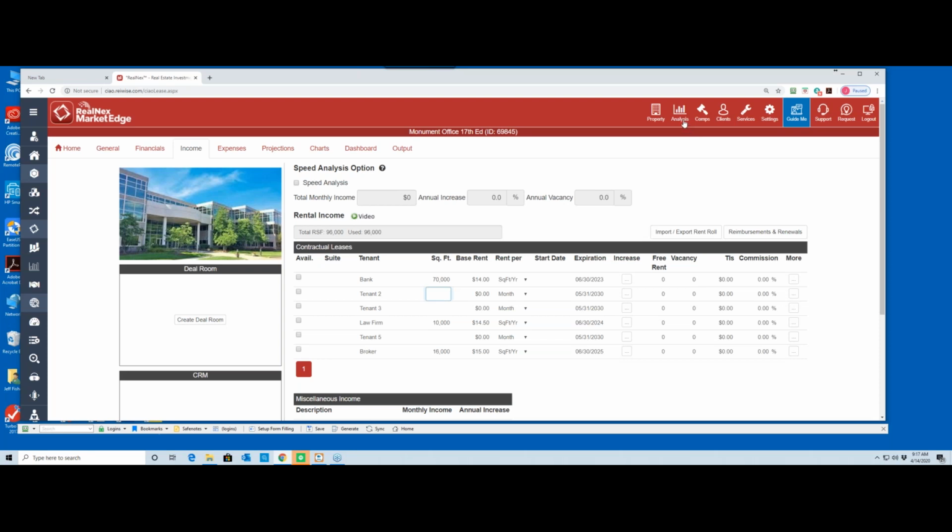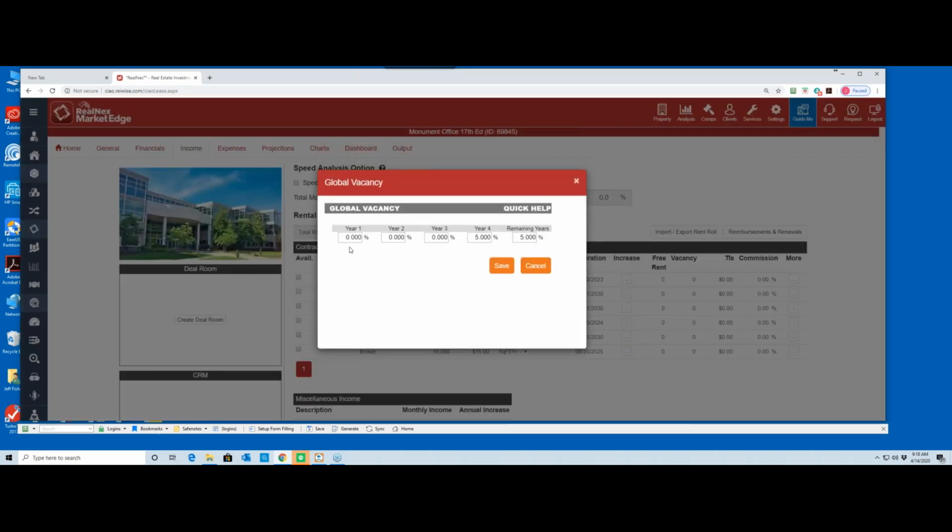What I've assumed in this example, let me jump up to this. In the property tab here, you see it says refine global vacancy. So what I did is I assumed that starting in year 4, because that's when the first leases are rolling over, I'm going to have some vacancy. It's going to be 5% per year in year 4 and thereafter. I'm assuming no vacancy the first 3 years because I've got leases the first 3 years. Of course, we could add some vacancy in, even though we have no leases expiring the first 3 years.